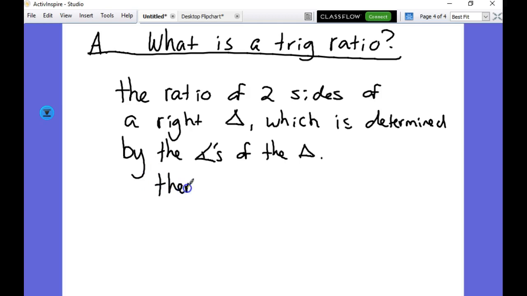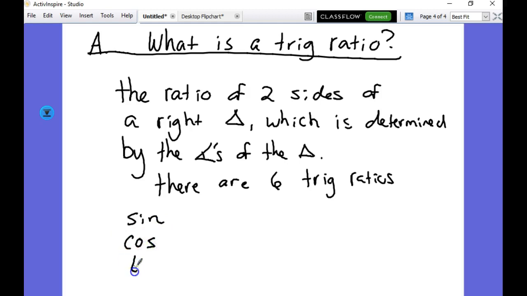So let's write that. There are 6 trig ratios. Their names are sine, cosine, tangent, cosecant, secant, and cotangent. These are the abbreviations for those words.